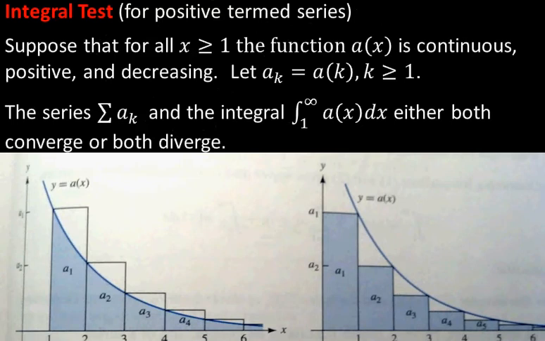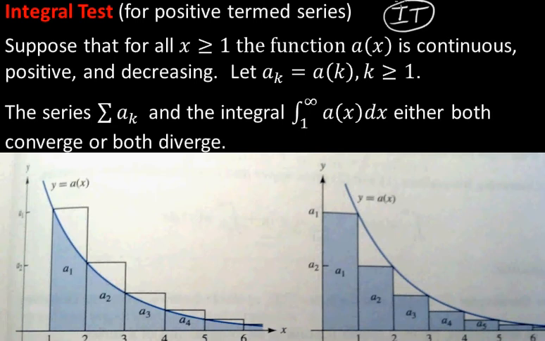The next convergence test is the integral test, and we'll call it IT. When we use it, you can just say IT for the integral test. Suppose that for all x greater than 1, the function a of x is continuous, positive, it's above the x-axis, and it is decreasing. And in fact, it'll look something like what you see on the drawing here. It will be decreasing and going towards 0.